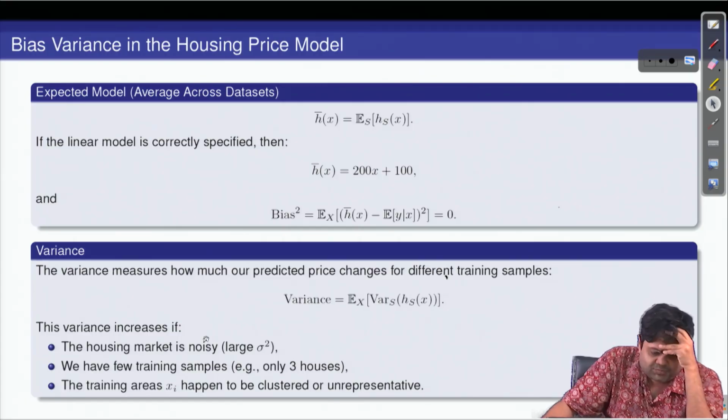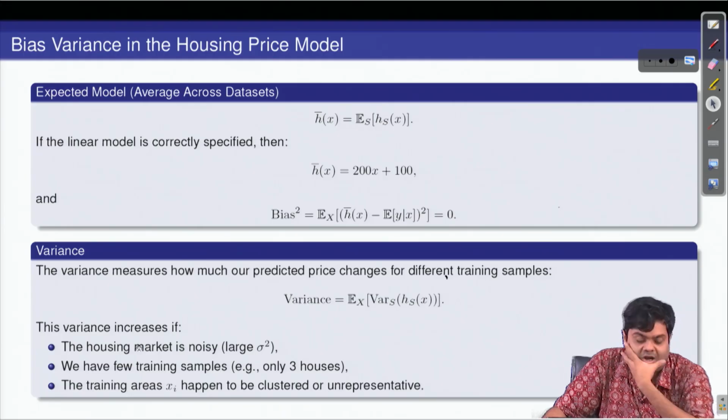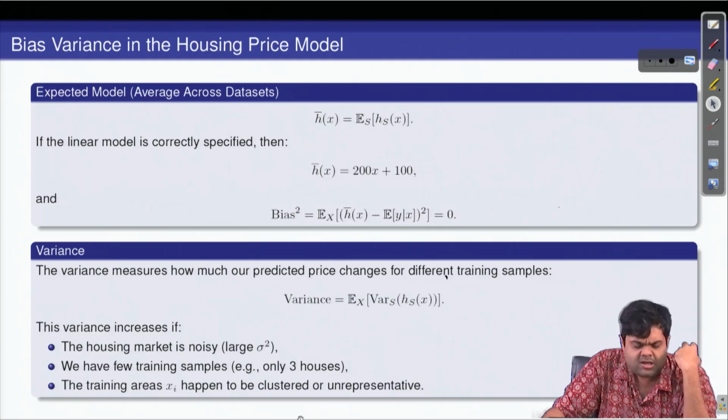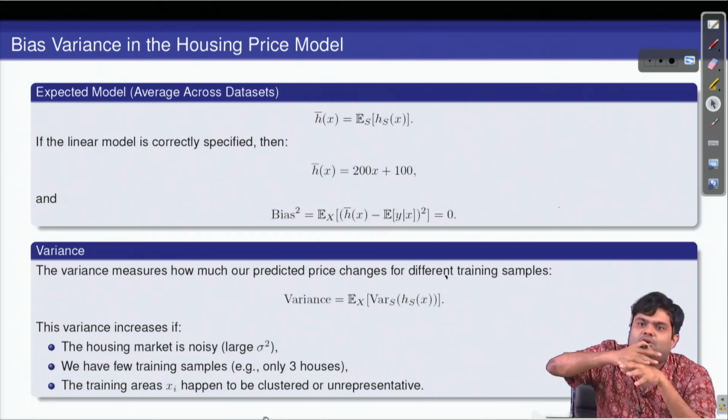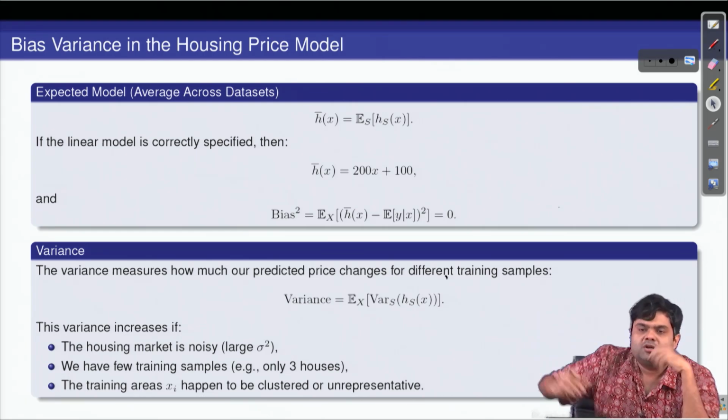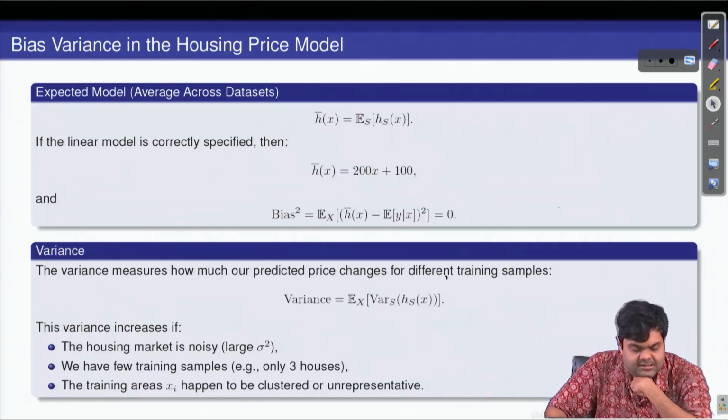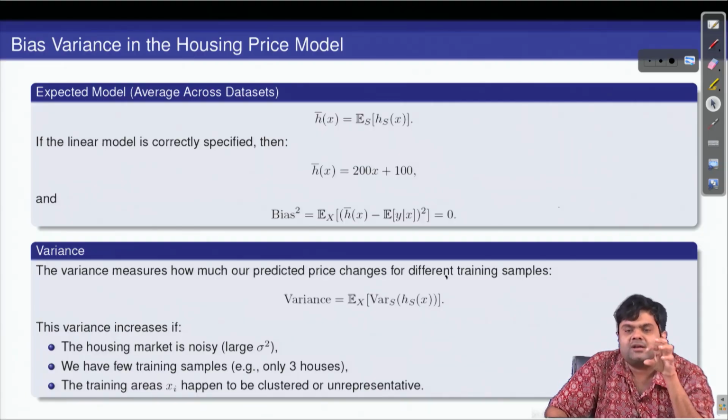Now, the variance of course will increase if the housing market is noisy, if there is some inherent variability. If your training sample is too small, like if you are modeling with very few data points, it will not have the smoothing property which a larger sample has, and the training areas are unrepresentative.